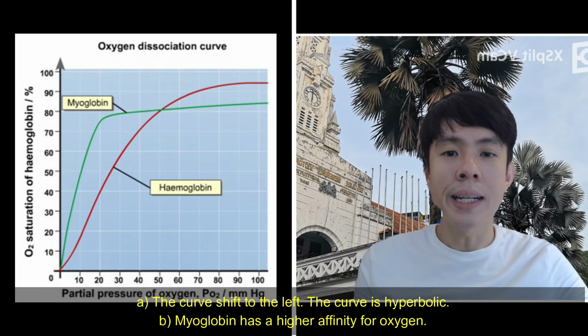Comparing myoglobin and hemoglobin oxygen dissociation curve. A. The curve shifts to the left. The curve is hyperbolic. B. Myoglobin has a higher affinity for oxygen.